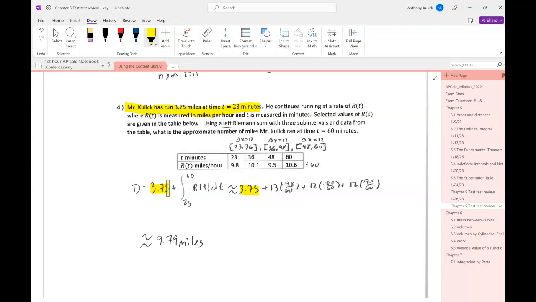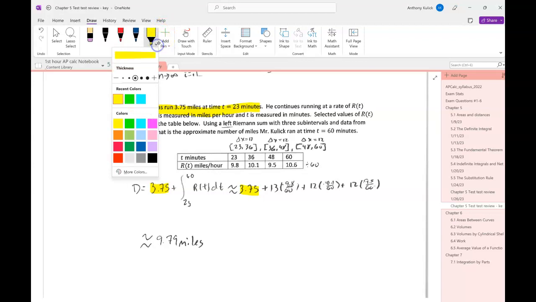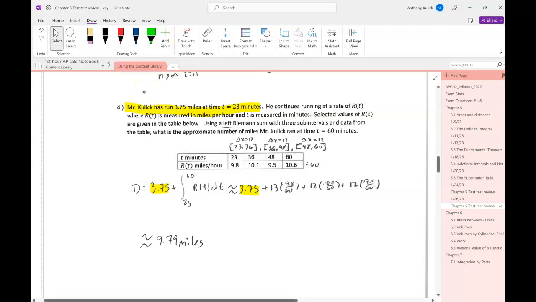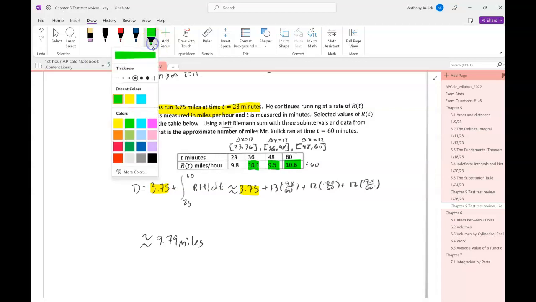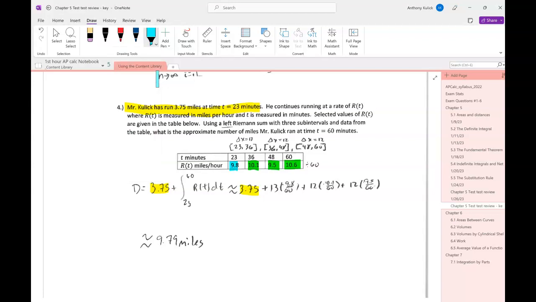So you're going to just have 3 rectangles, right? The only difference if you did a right-hand Riemann sum is you'd be using those 3 as your heights, as opposed to on a left Riemann sum where you use those 3. You know what I mean?